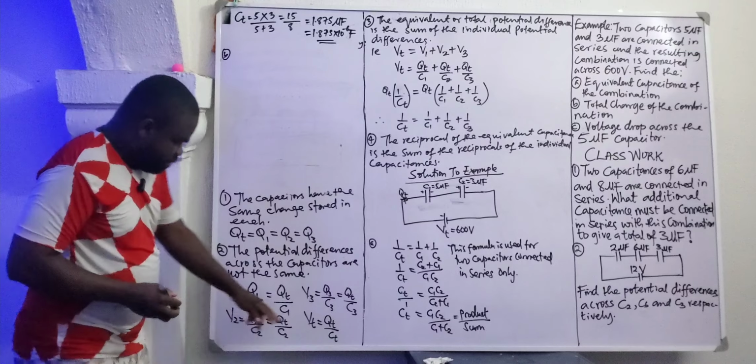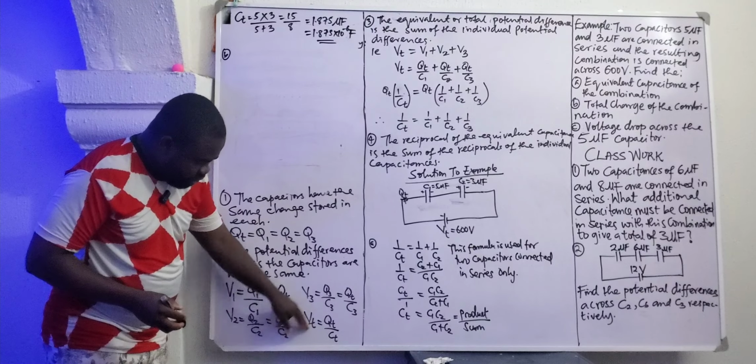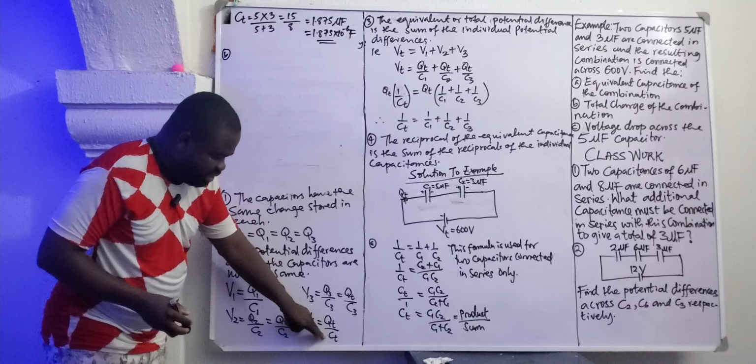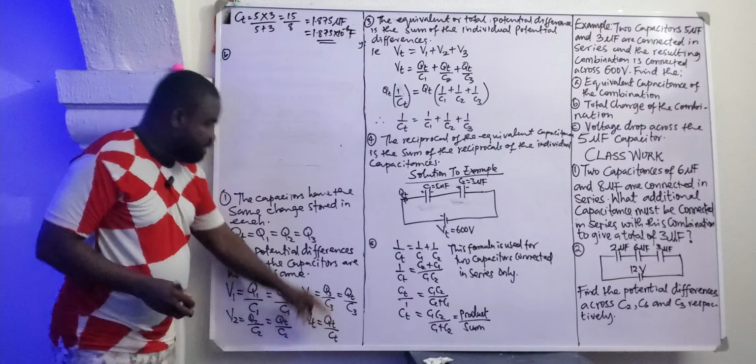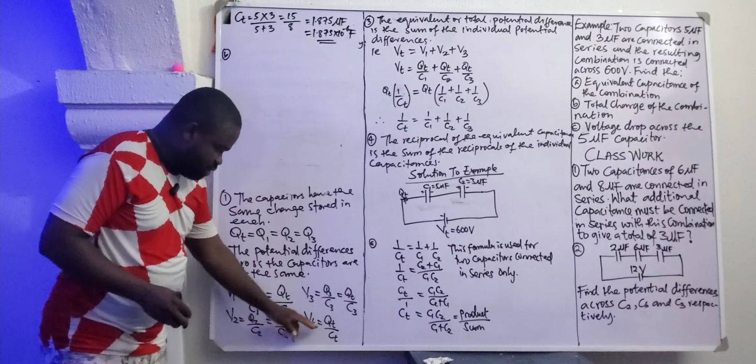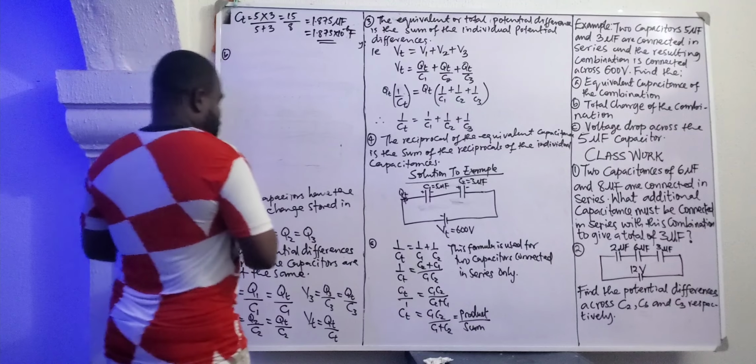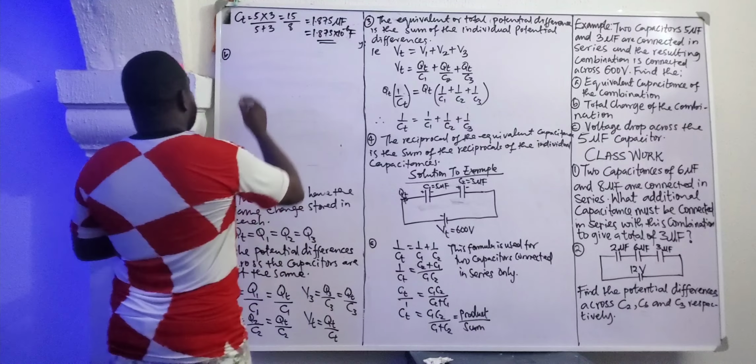I have the formula there. Good. So the total voltage is equal to the total charge over the total capacitance. Total voltage is known, 600. Total capacitance is known, this value I've calculated. So to find what? The total charge, I will cross multiply.